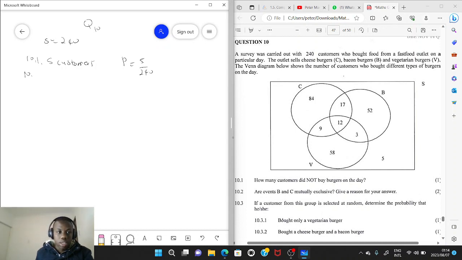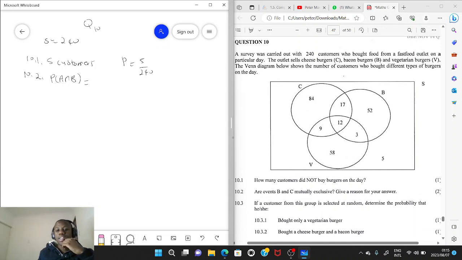Now let's head to 10.2. It reads as follows: are events B and C mutually exclusive? Give a reason for your answer. We did this in the first video, but we can tackle this question. For you to be able to identify mutually exclusive events, you need to find the probability of A and the probability of B, and then A and B is the intersection.